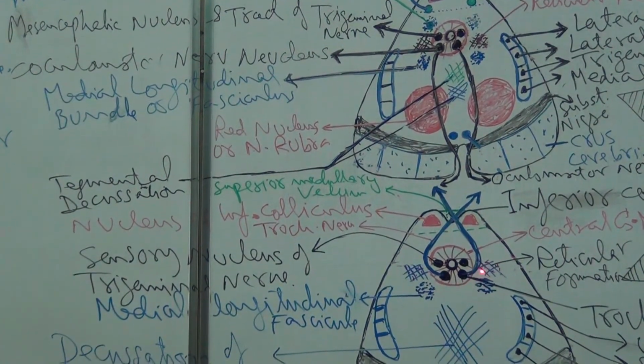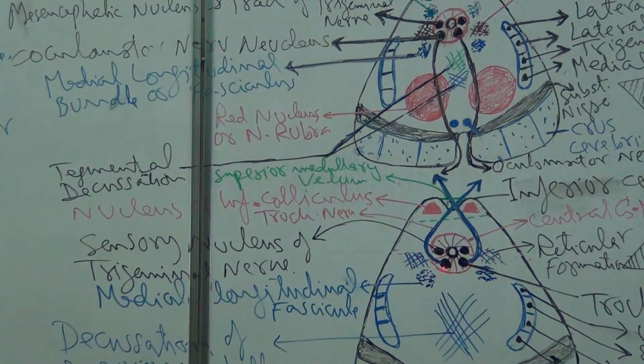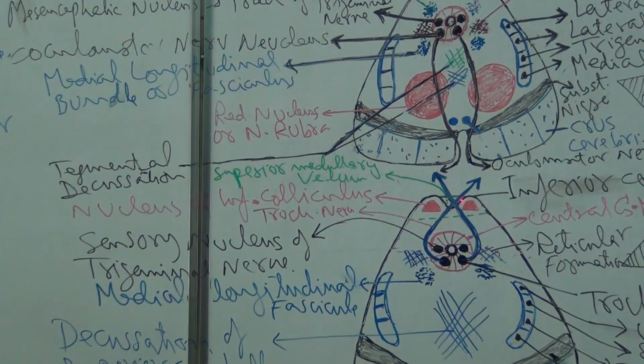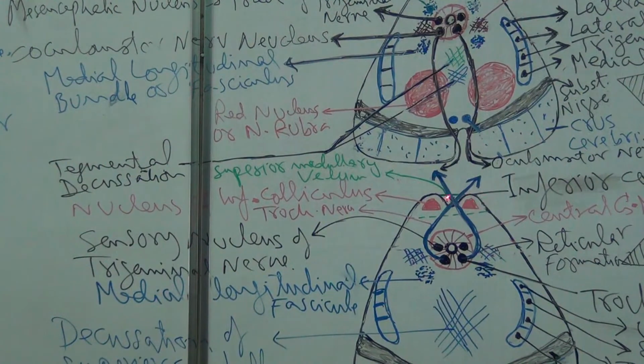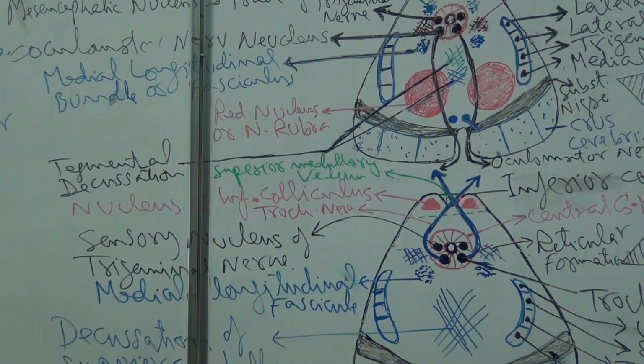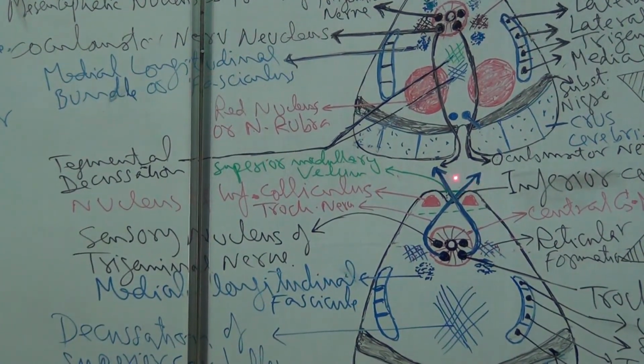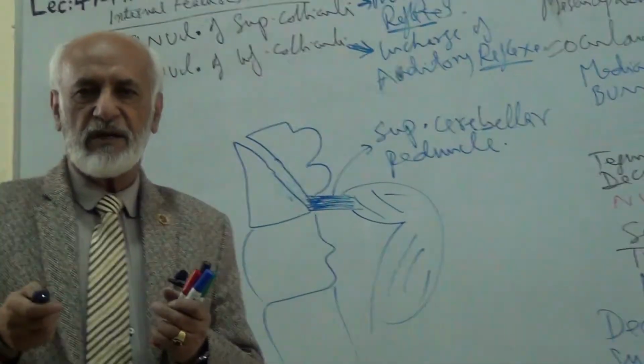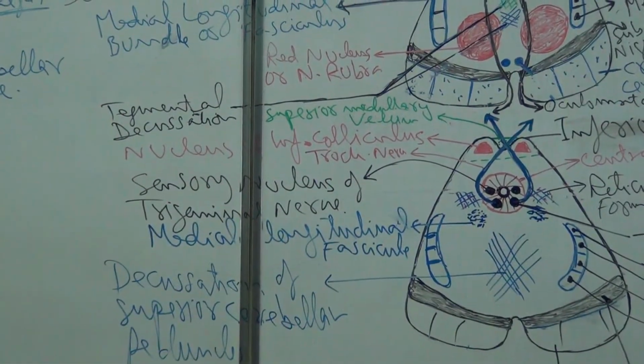But here, the course of the trochlear nerve arises from the trochlear nerve nuclei. Instead of running forwards, they run backwards, enter the superior medullary velum where they cross completely, and then emerge from the posterior surface of the midbrain. You know, the optic nerve partially decussates and the trochlear nerve completely decussates from each other.